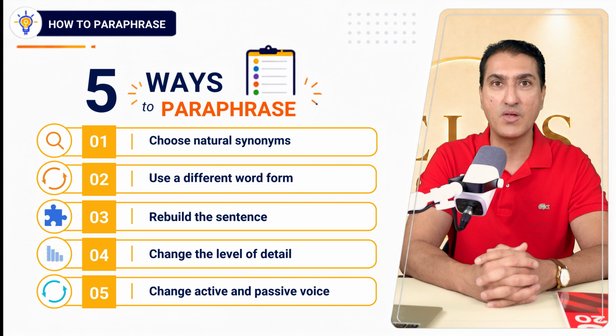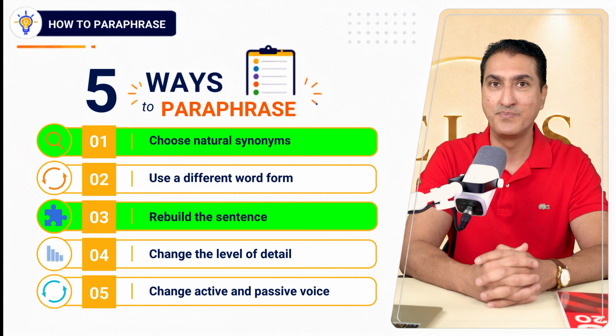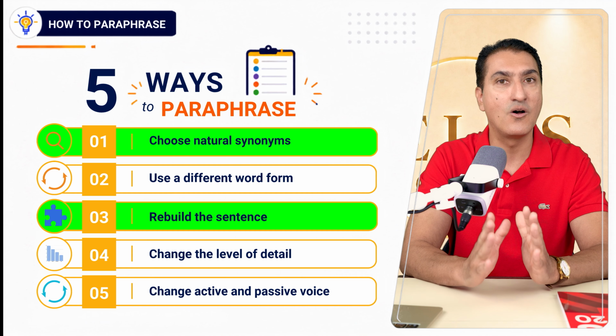Alright, if you said 2 strategies, well done. In this paraphrase, I used strategy number 1, choose natural synonyms, and strategy number 3, rebuild the sentence. Let's look at them one by one. Let's begin with strategy number 1, choose natural synonyms.